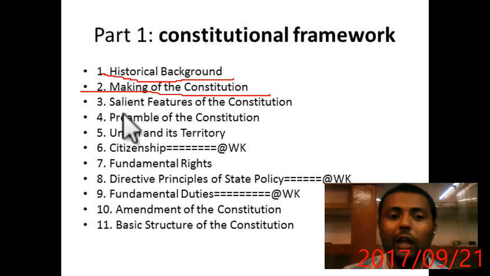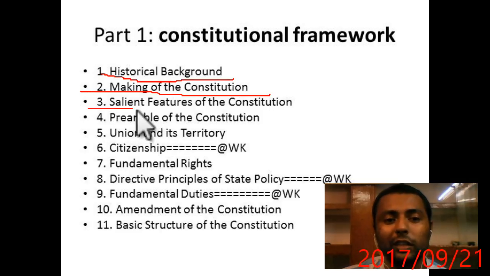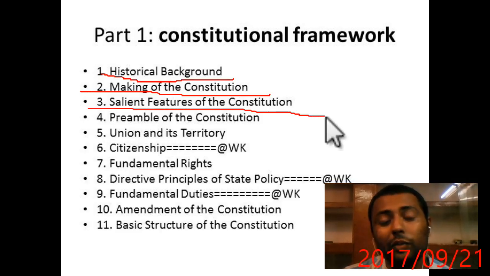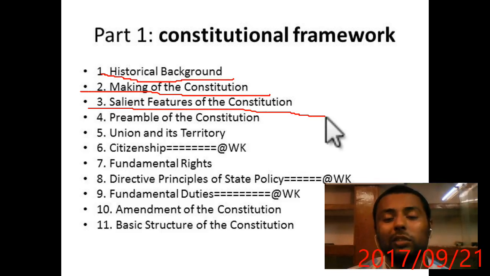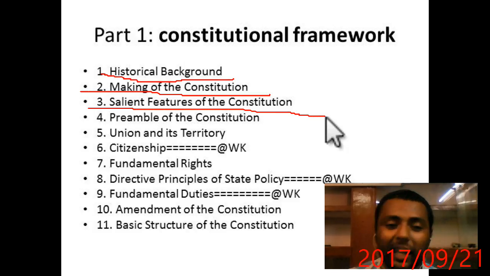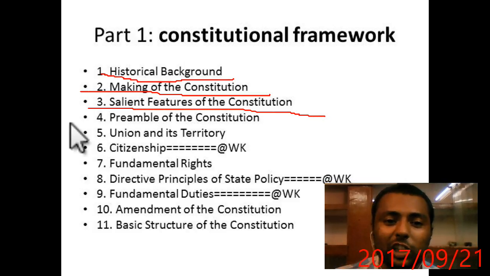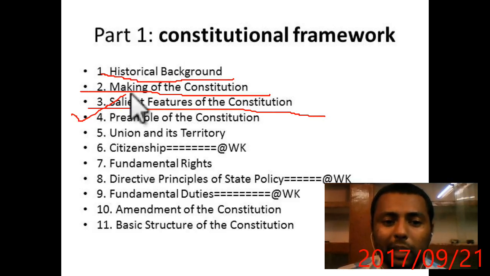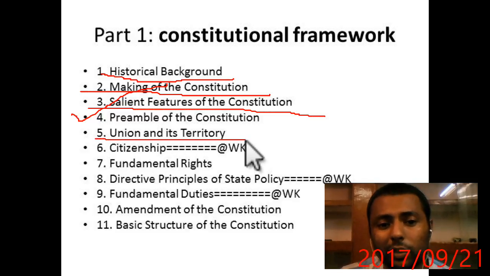Okay, Salient Features of the Indian Constitution. Read every feature, but make notes and highlight the points only, meaning just the headings. The Preamble of the Constitution was already explained by me in my first video. Union and Territory, I will make a separate video on that.